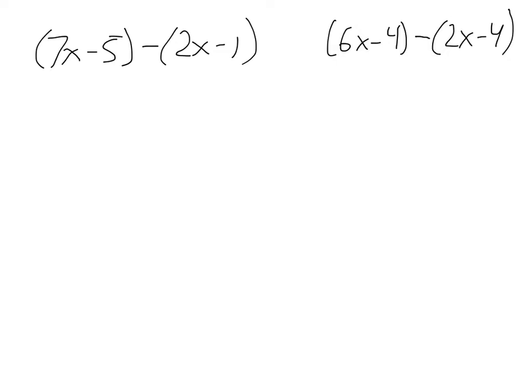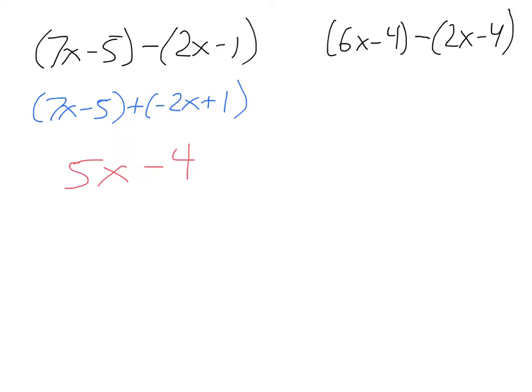All right, let's see if you got it correct. You would have changed this to 7x minus 5 plus negative 2x plus 1, and then you would have come up with the answer of 5x minus 4. In the second one, you would have written 6x minus 4 plus negative 2x plus 4, and you would have gotten 4x, because the 4's cancel out, so I'm left with 4x. Did you get that? Good.